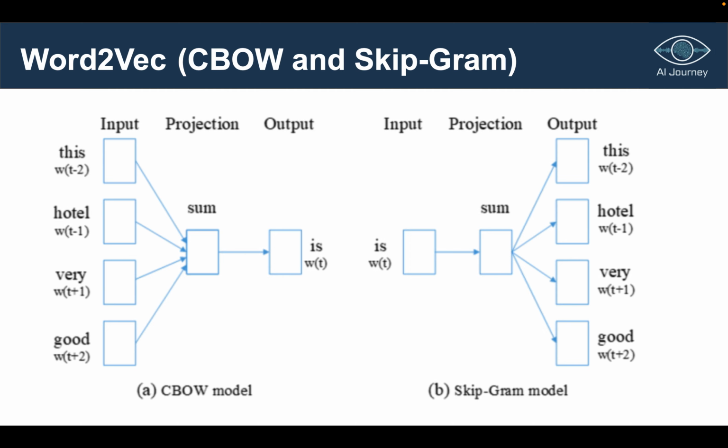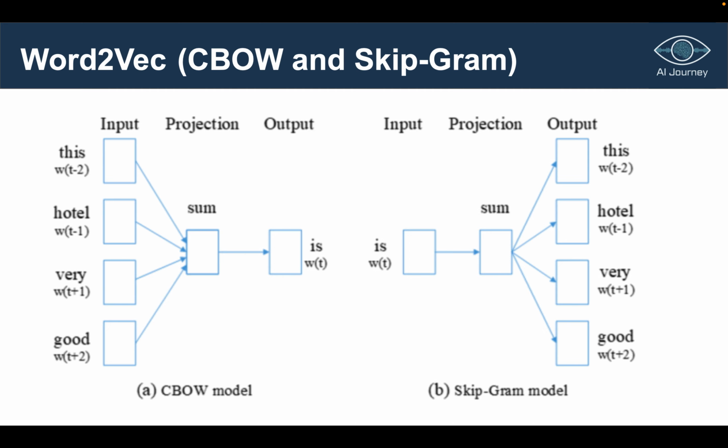we input some context words and try to classify the target, the missing word. So, this hotel is very good. We take out "is", make it the target, and try to predict "is" from "this hotel very good". This is a hard task, but the premise is not to do well on this, but to do well on the embedding side.